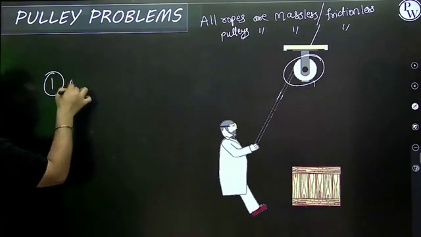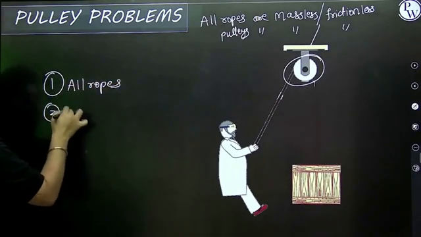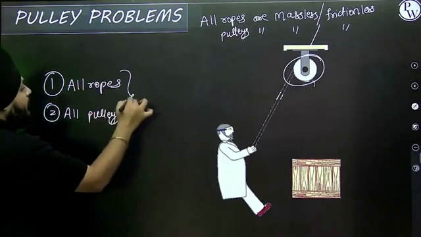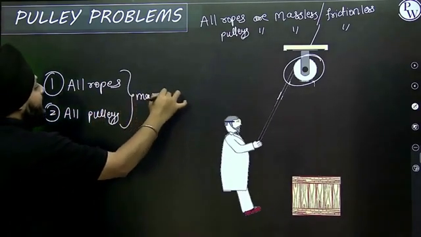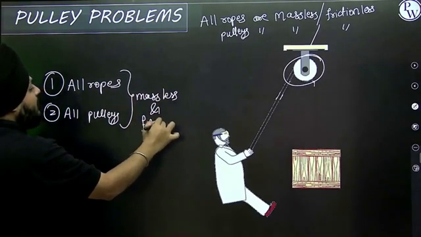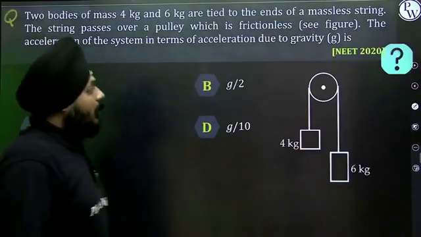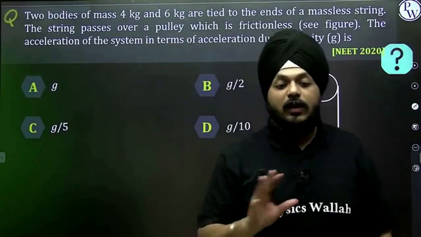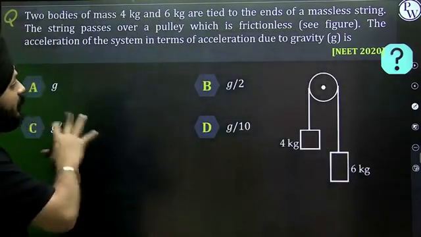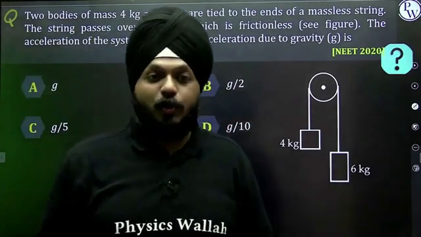Again, I'm writing here: all ropes, all pulleys, massless and frictionless. We are going to understand this concept by means of the sums only.